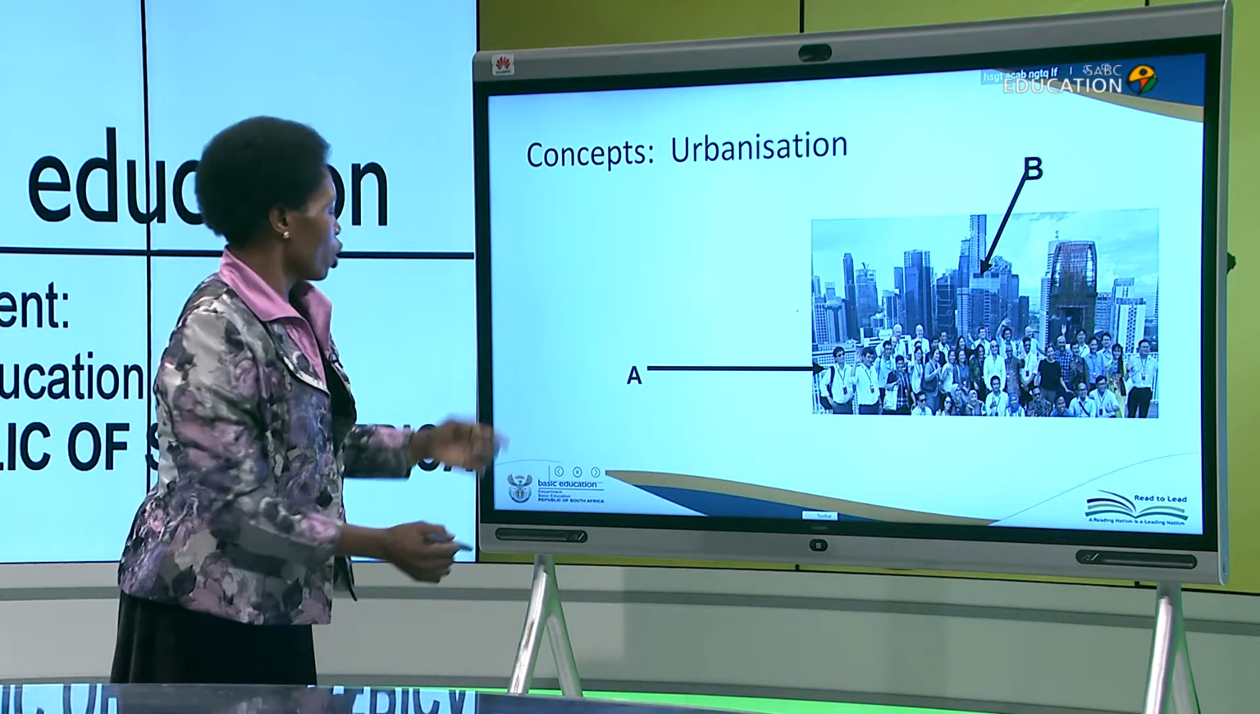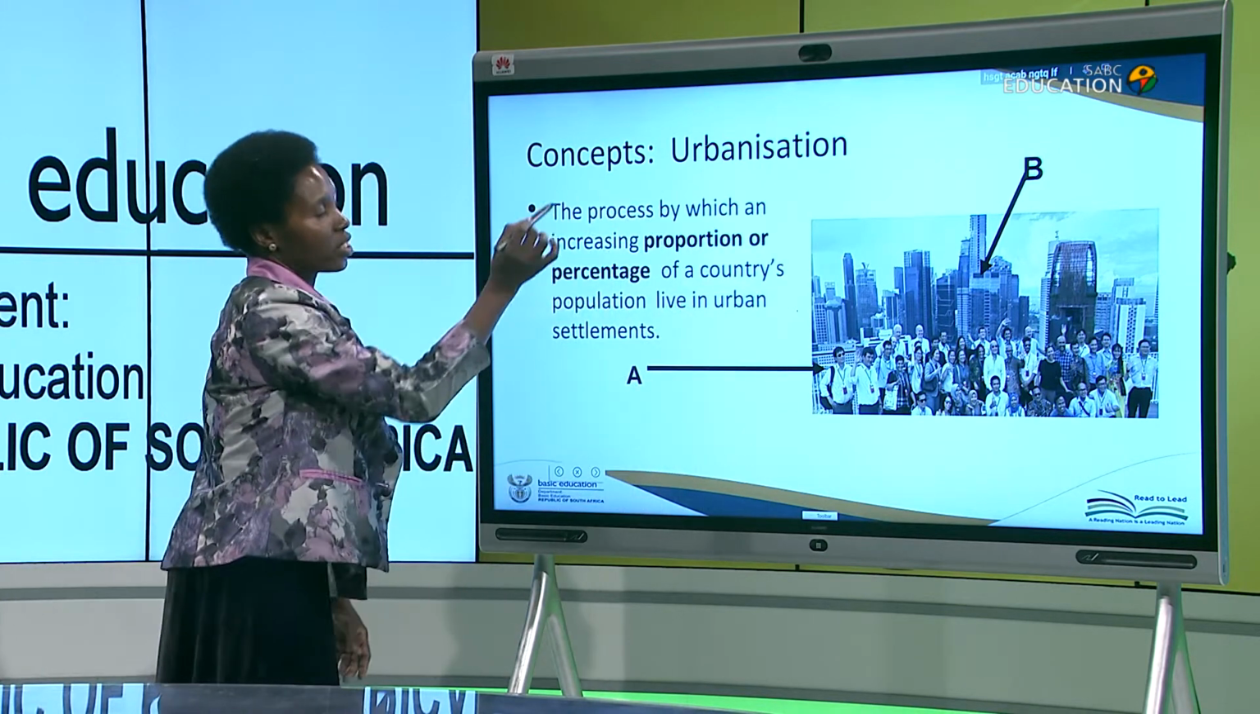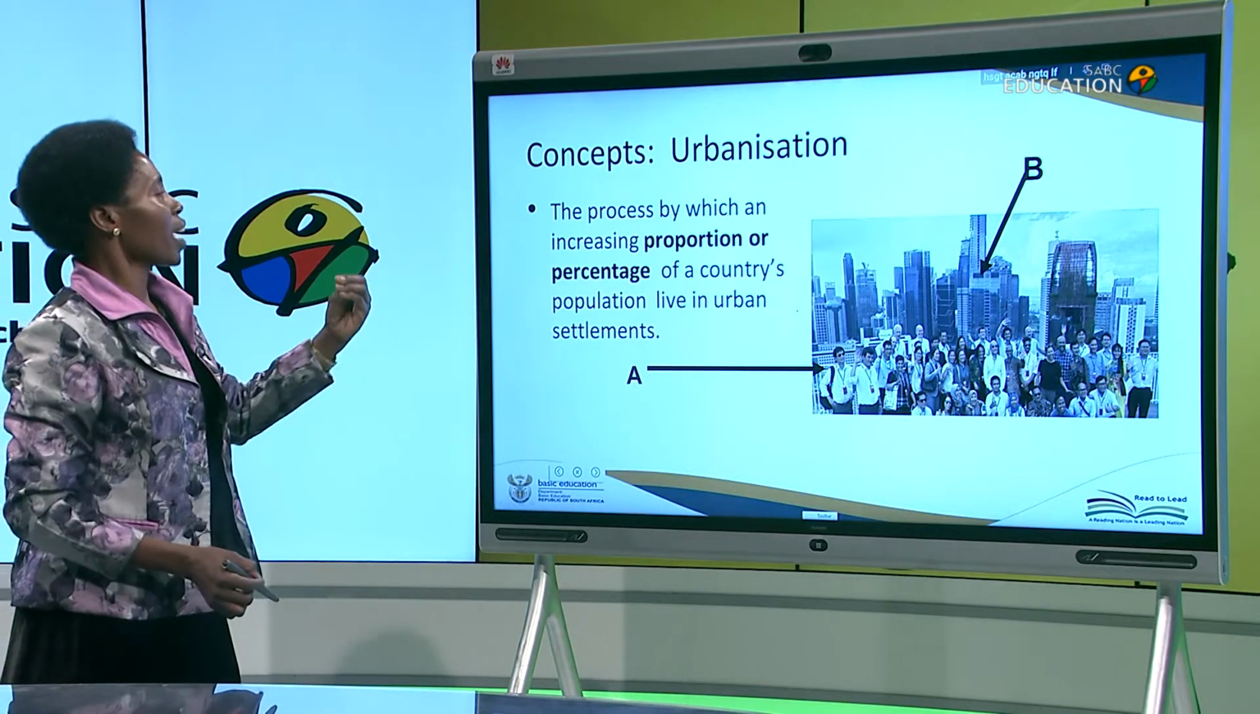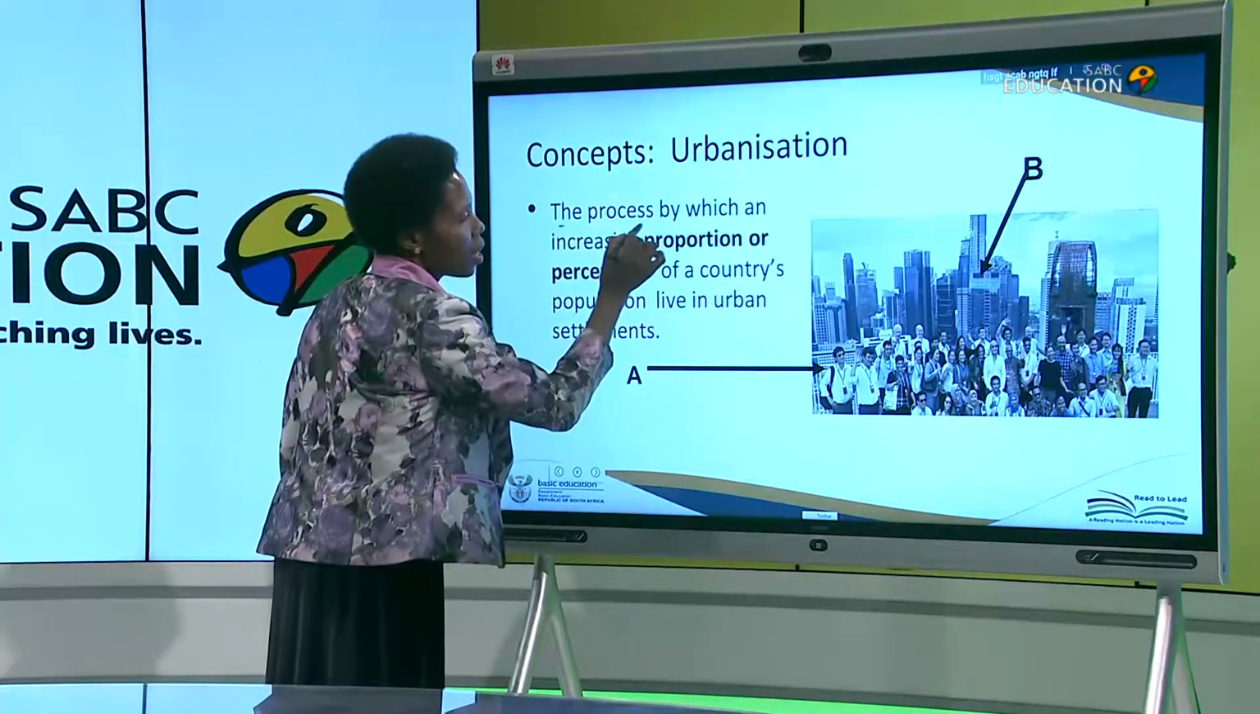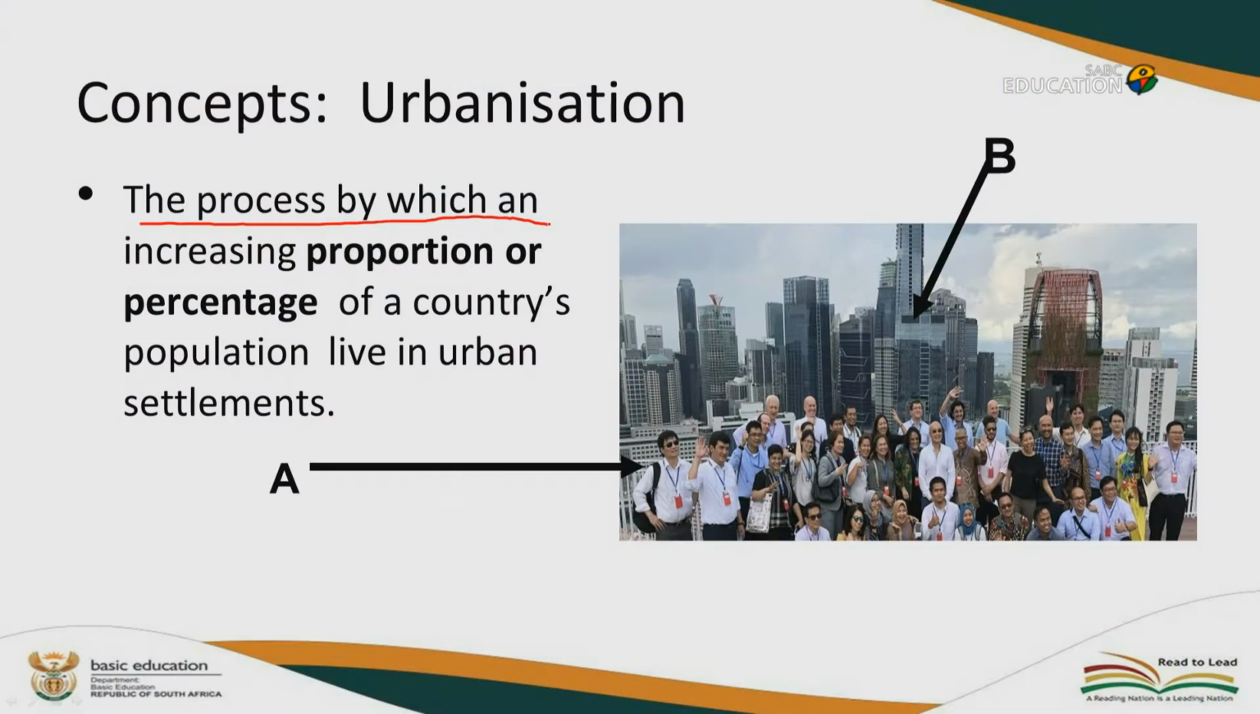Okay, when we look at the concepts, we have urbanization. Urbanization is the process by which there is an increase in the proportion or the percentage of a country's population that is living in urban areas. So you take note of proportion and percentage. Let us look at the diagram that I have here. This picture is showing us there is A, where we show people who are living in urban areas. And we do have buildings. If we check at the back of these people, you have the apartments.